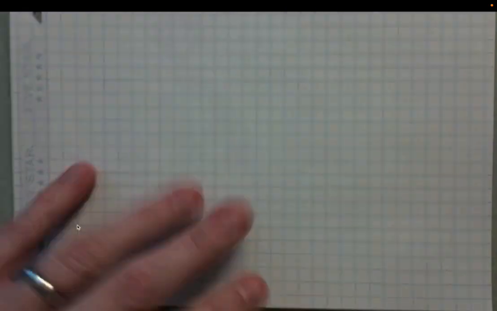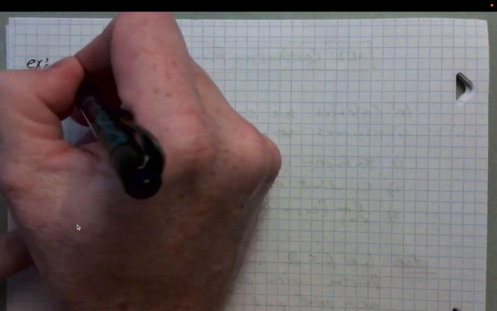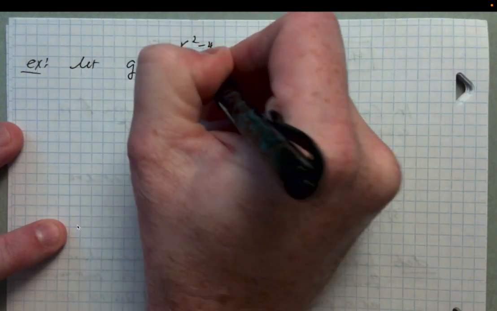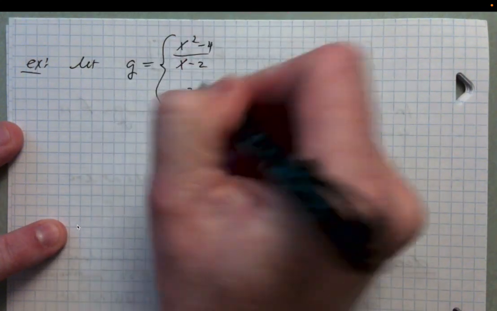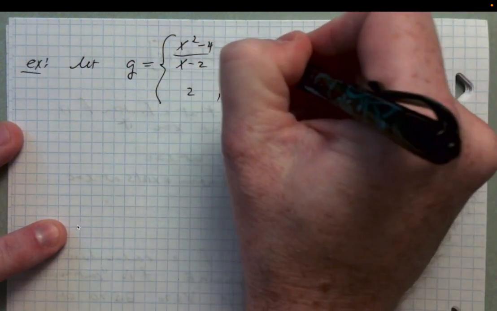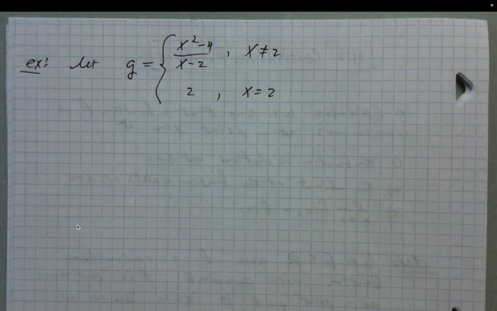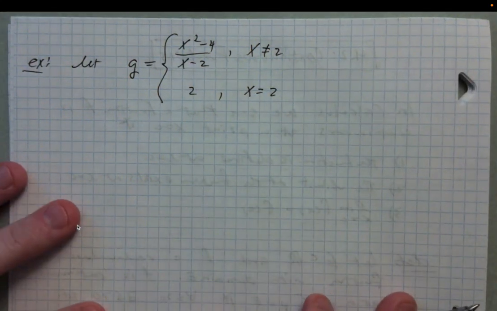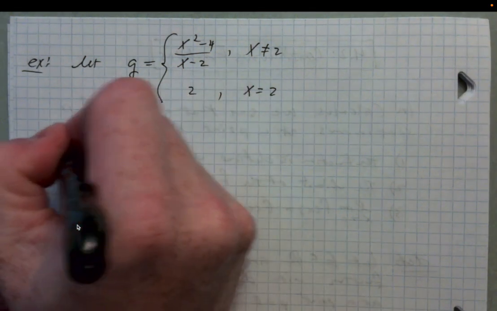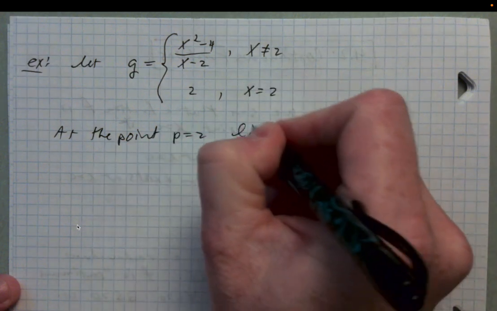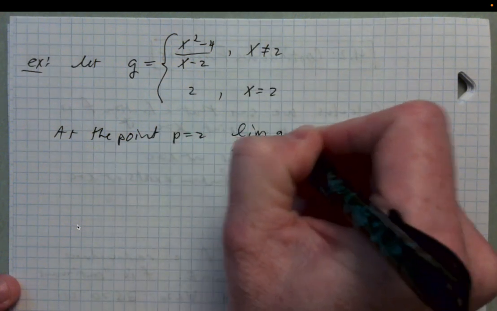Let's take a look at some examples and remind ourselves how some of this works. Here's an example. Let g be the function x squared minus 4 over x minus 2 when x is not equal to 2, and 2 when x equals 2. This is a piecewise function. Of course, the first piece is not defined at 2. Now, thinking about what we say from calculus, at the point p equals 2, the limit as x approaches 2 of g of x equals 4.